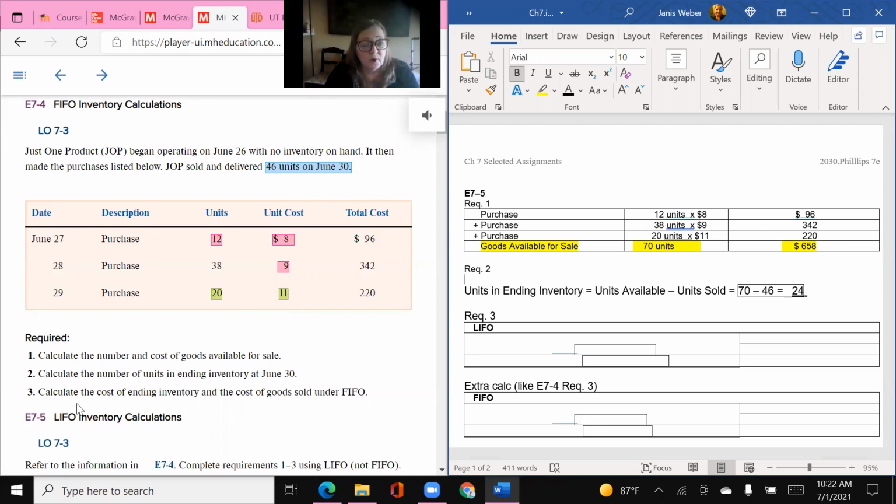Now all we have to do is requirement 3, calculate the cost of the ending inventory and the cost of goods sold under the 2 methods. So E7.5 is asking us to do LIFO, so we'll do it first, and then we'll double back for the FIFO, which is equivalent to doing the problem E74.